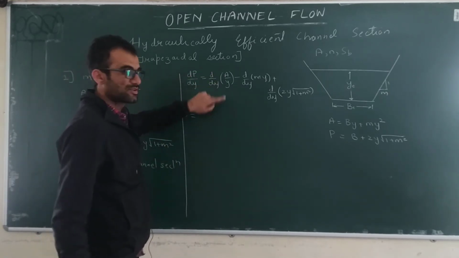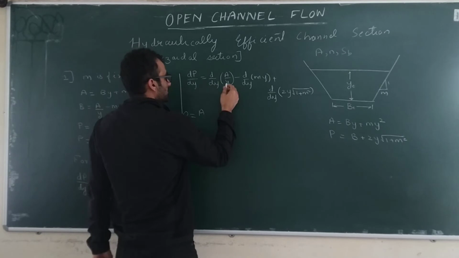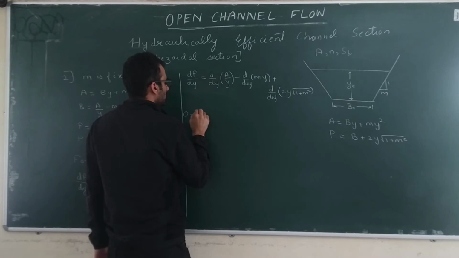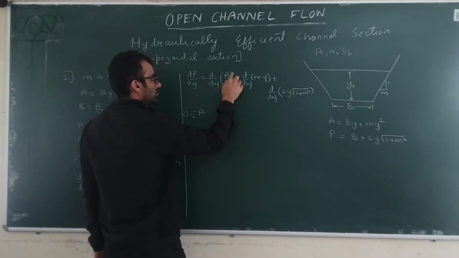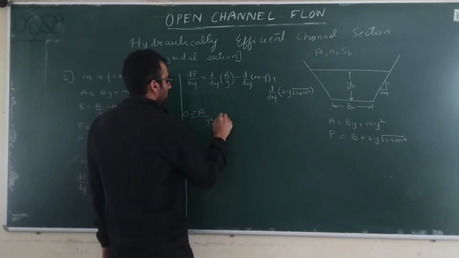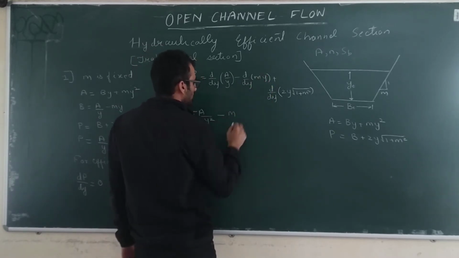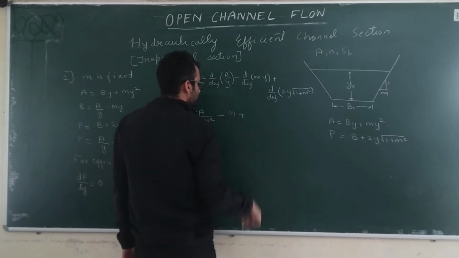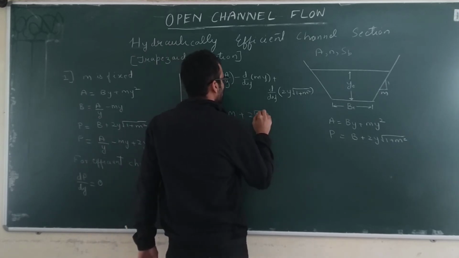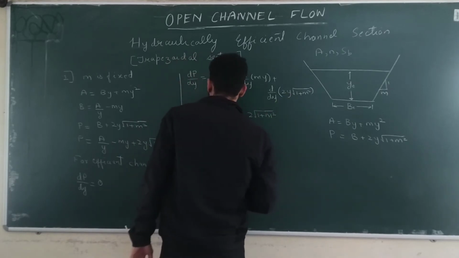d dy of a by y will be, a will come outside the differentiation because a is constant. The differentiation of 1 by y, that is y to the power minus 1, will be minus y to the power minus 2. So that will be minus 1 by y square. Then minus m, m is again constant in this case, m will come outside. d dy of y is 1, so minus m. Plus the differentiation of the last term: twice under root 1 plus m square will come outside and d dy of y is again 1. So this is the expression.